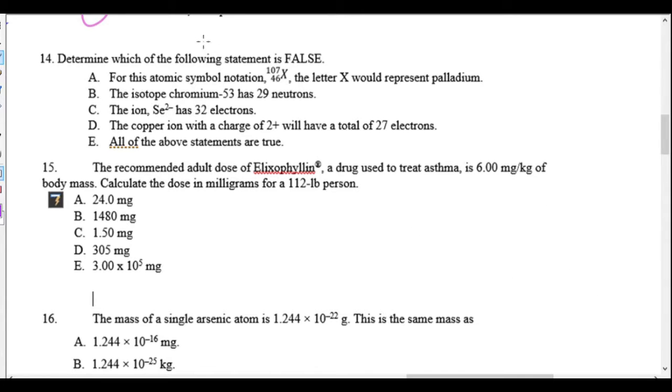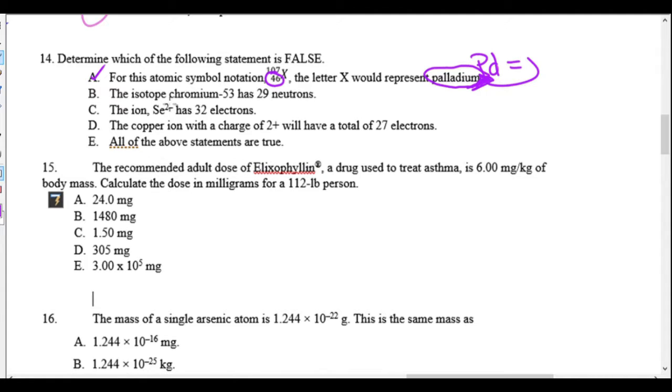I apologize. Okay, 14. Again, I'll go through and say why they're true, why they're false. You should know why they're true, but I'll go ahead and go through. So for A, for this atomic symbol, 10746X, the letter X would represent palladium. So what we would just do is go over to the periodic table, look up number 46, which says Pd, and that does equal palladium. And a bad arrow. So we're going to turn that arrow into a weird circle. Alright, so true, not an answer.